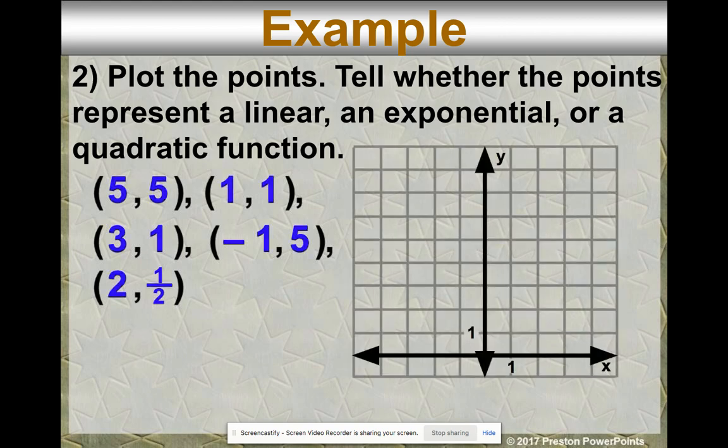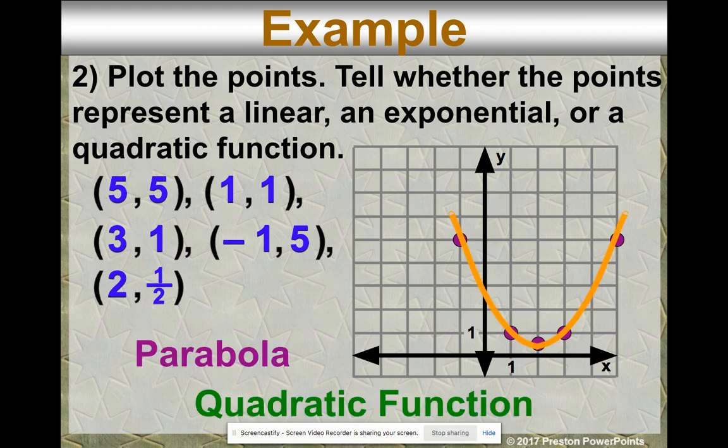So if we plot (5, 5), (1, 1), (3, 1), (-5, 1), and (5, 2.5), you're going to get something like this. And so is this linear, is this exponential, or is this quadratic? And I'm hoping you're leaning toward quadratic as we are getting a parabola here. So it is a quadratic function.